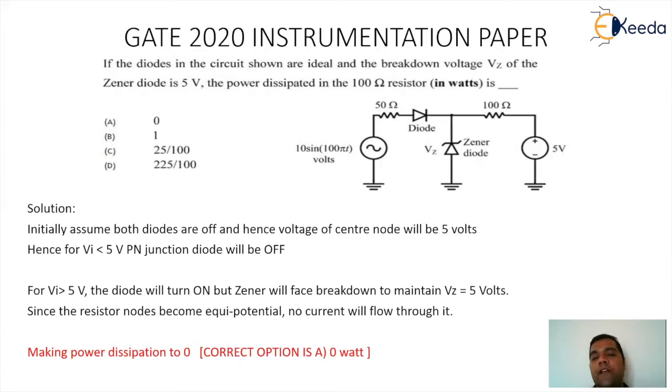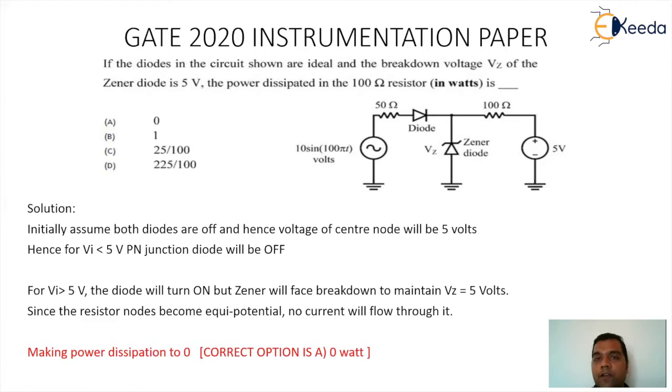Now, if you look at the figure carefully, we have an input source of 10 sine 100 pi t volts, a Zener diode represented by Vz, a battery of 5 volt, 2 resistances of 50 ohm and 100 ohm, and a diode. We need to understand the situation of both diodes because the input is given as 10 sine 100 pi t. So the peak value of the input goes up to 10.